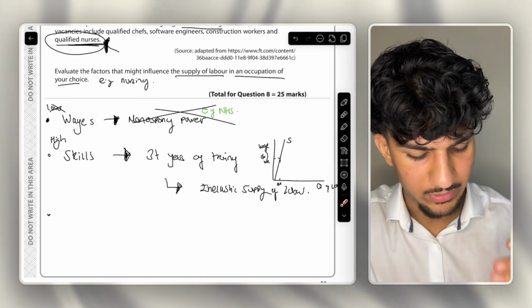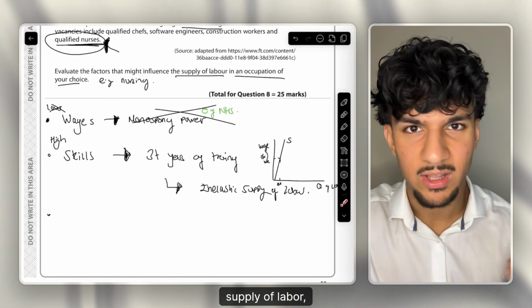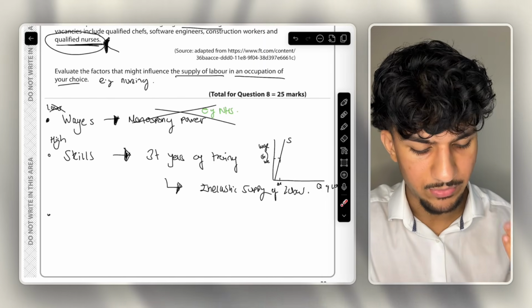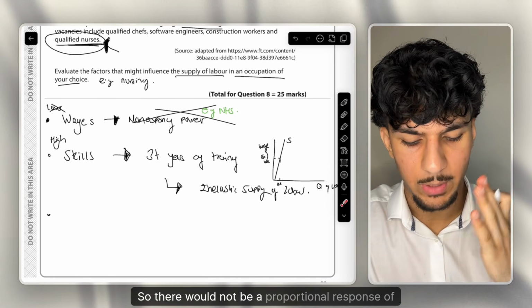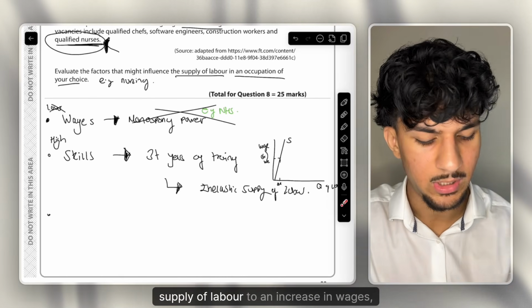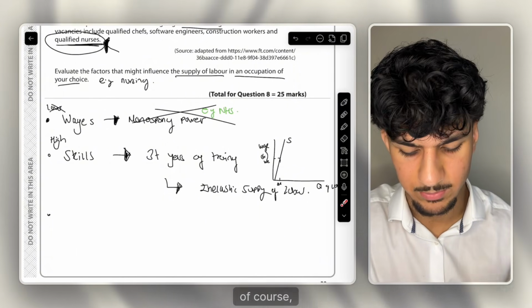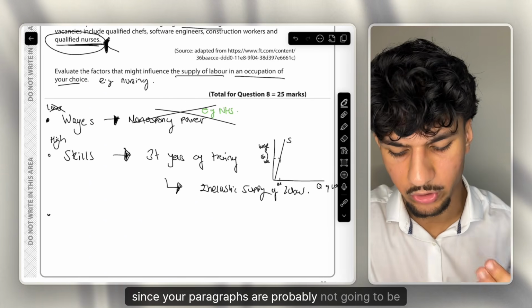Just talk about, like what I explained before, why there is inelastic supply of labour, as if wages increased due to the extensive years of training required, there would not be a proportional response to an increase in wage. So there would not be a proportional response of supply of labour to an increase in wages, thus suggesting inelastic supply of labour, basically.